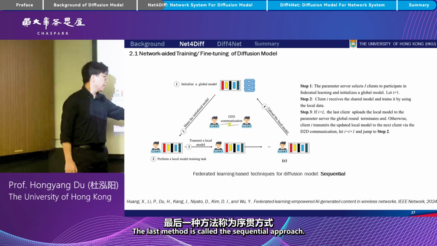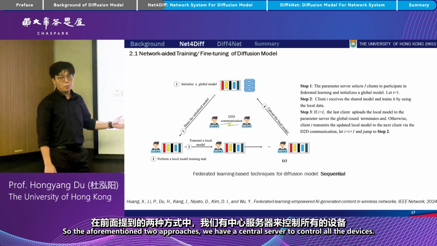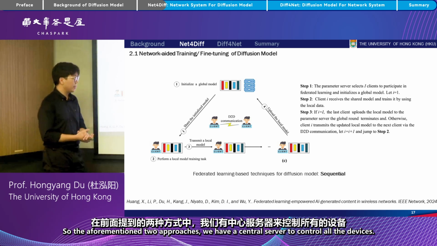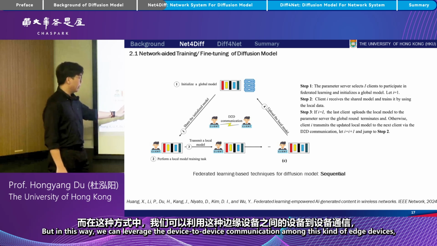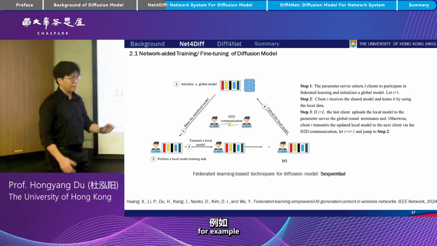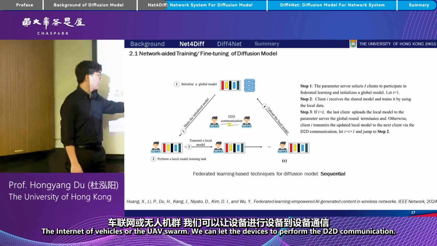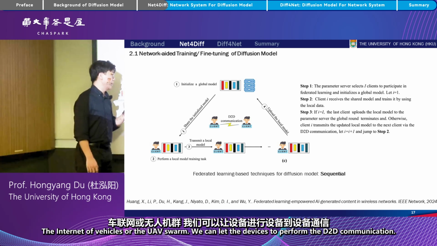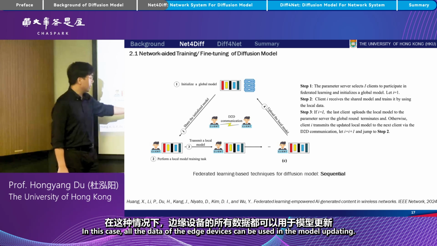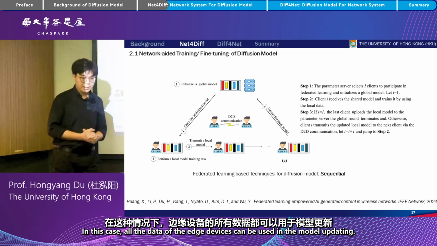The last method is called the sequential approach. In the aforementioned two approaches, we have a central server to control all the devices. But in this way, we can leverage device-to-device communication among these edge devices. For example, in the Internet of Vehicles or a UAV swarm, we can let the devices perform D2D communication. And in this case, all the data of the edge devices can be used in the model updating.